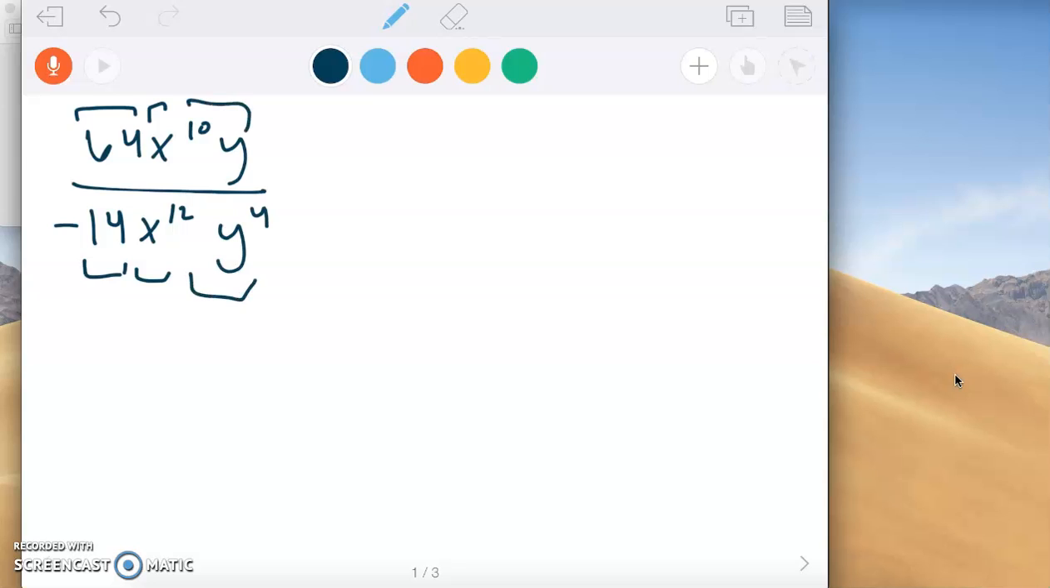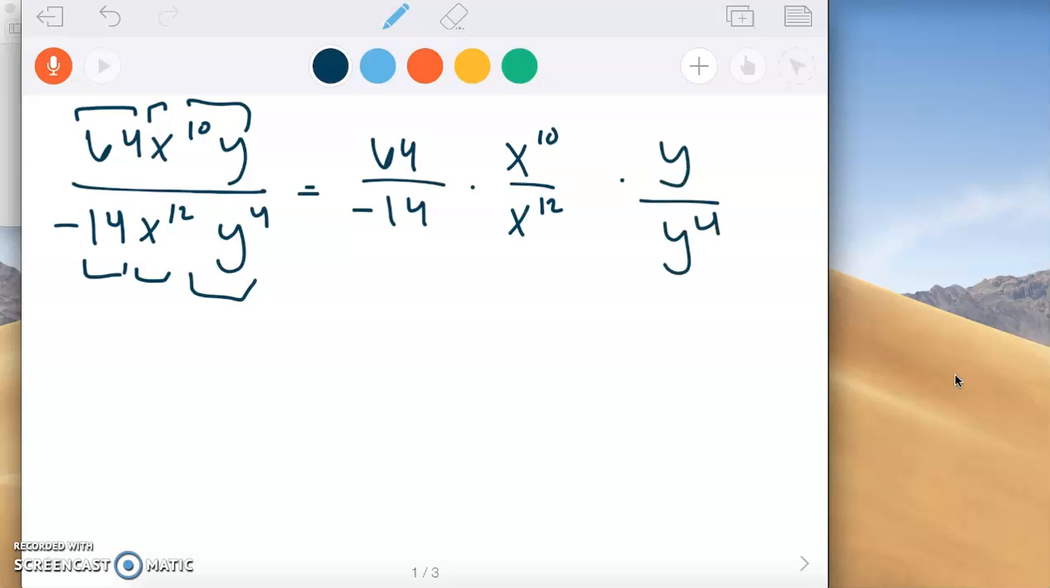So here we have, the way you can think of this, I'm not going to break it down like this every time, but just to show you, this is the same thing as saying 64 over negative 14 times x to the 10th over x to the 12th times y over y to the 4th. So if you're having a hard time when they're all put together, you can split it up like this. The only reason you could do that is because these are all being multiplied. All right, so let's look at the numeric component first.